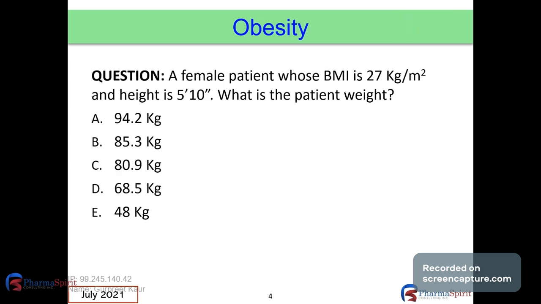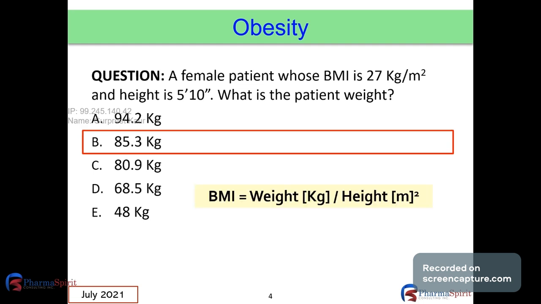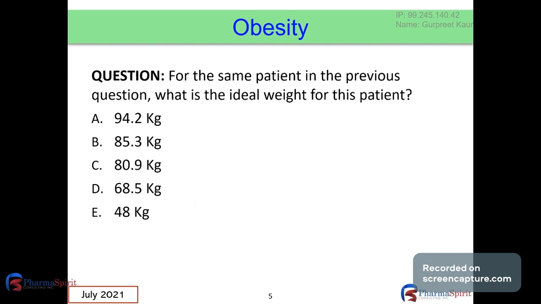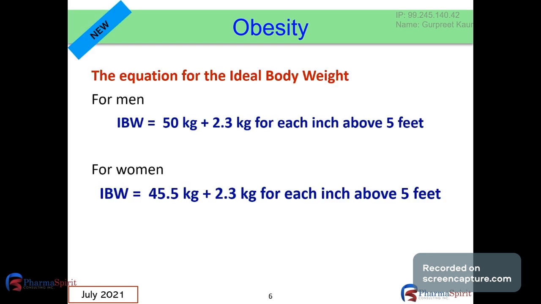So this is the first question in the obesity section, and the answer for this question is B, 85.3 kilogram, and this is the equation that we use to calculate the body mass index, and it's good to know this equation. Next question. Next question is about the ideal body weight, and the answer for this question is C, and the equations that are used will be on the next slide, so you may write them down. So these are the equations for the calculation of the ideal body weight.